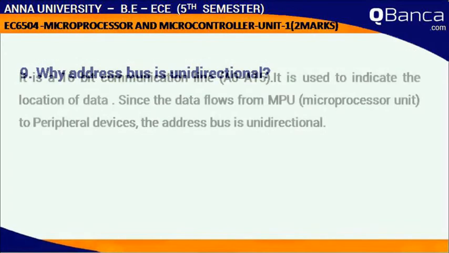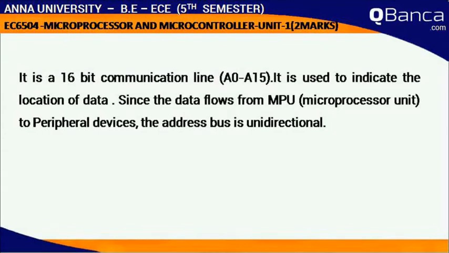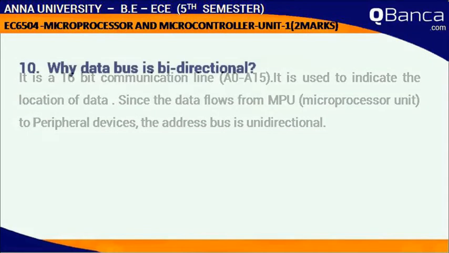Why is the address bus unidirectional? It is a 16-bit communication line, A0 to A15. It is used to indicate the location of data. Since the data flows from the MPU, microprocessor unit, to the peripheral device, the address bus is unidirectional.